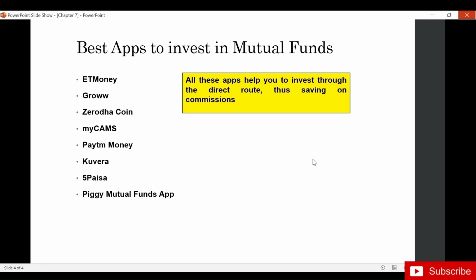The best part about all these mobile applications is that they help you to invest through the direct route, which helps you save lakhs of rupees on commissions. I personally use ET Money and Zerodha Coin for my mutual fund investments.